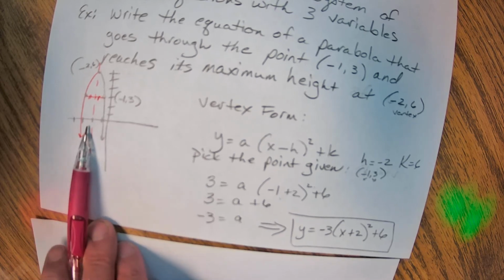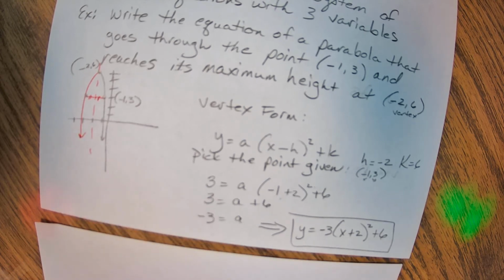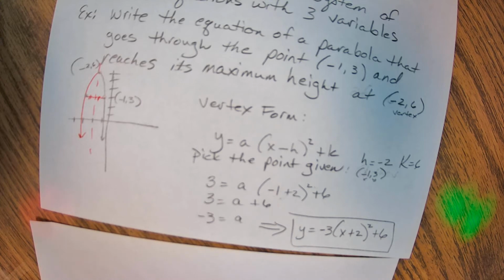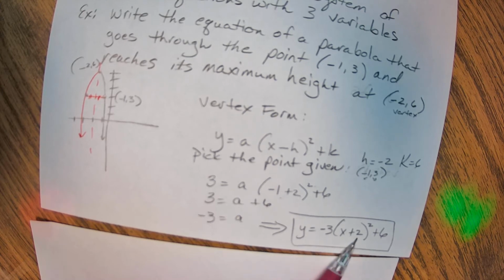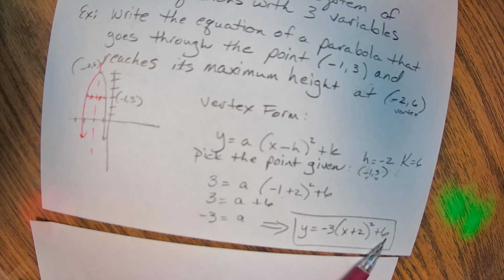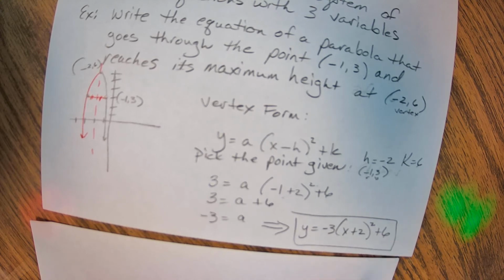And here it is graphed. I always like to graph the things even if it's a quick sketch, just so I can see what it looks like. Does this make sense? Yeah, it points down. It's fairly skinny. And the vertex is at (-2, 6). Okay, that's doing one with the vertex form.